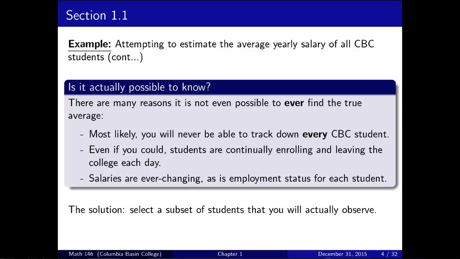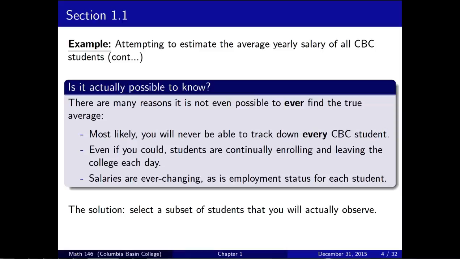Even if you did a really good job getting all the students that are enrolled right now, in 2 hours some of those might not be students, and we might have students now that aren't in your study. The other problem is that salaries change all the time. Even if you got everybody and calculated their average salary, by the time you did all that work, their salaries have probably changed. They're probably not current. Some people lost jobs, some got new jobs, some got raises, some got their hours cut. So it's really not ever possible to know the exact average salary of all CBC students.